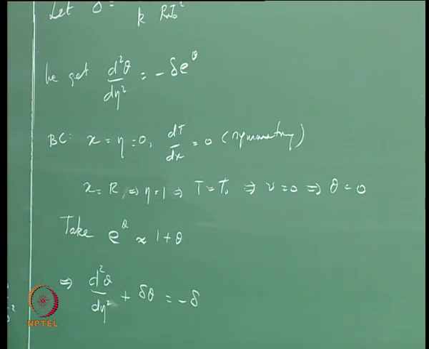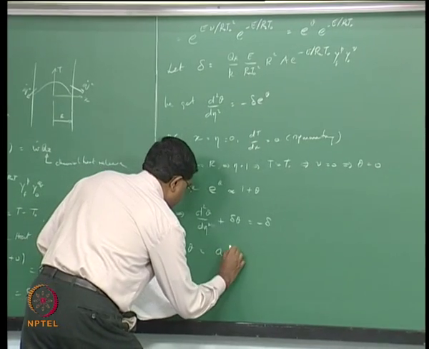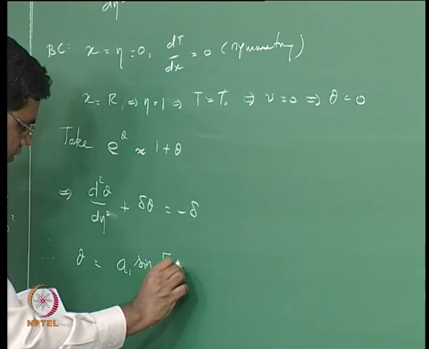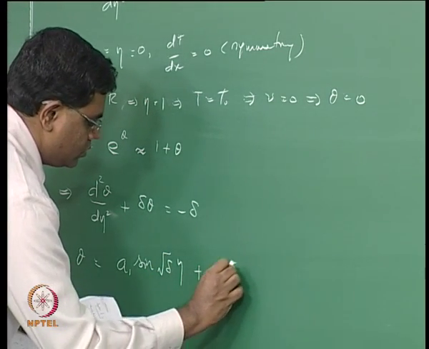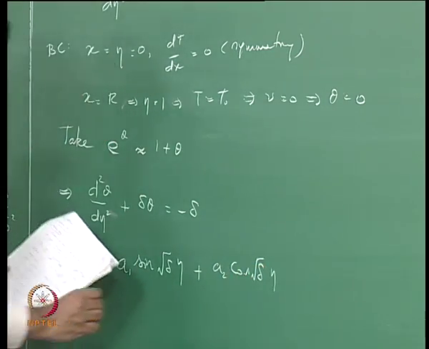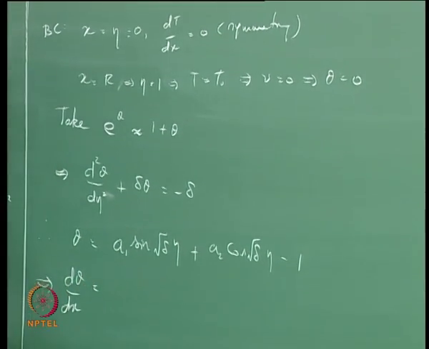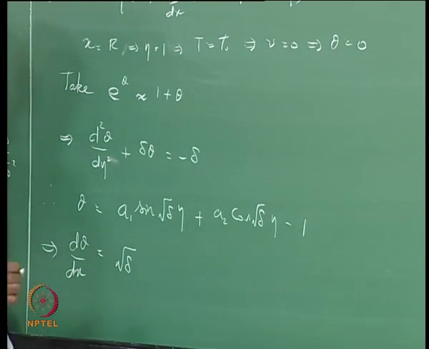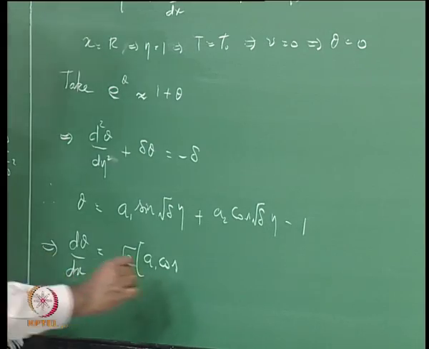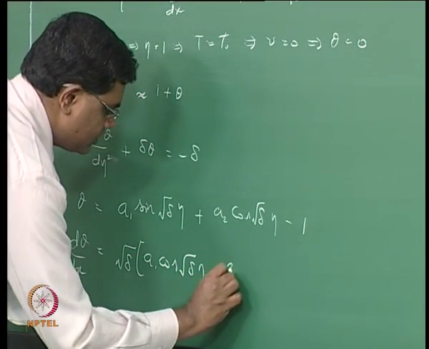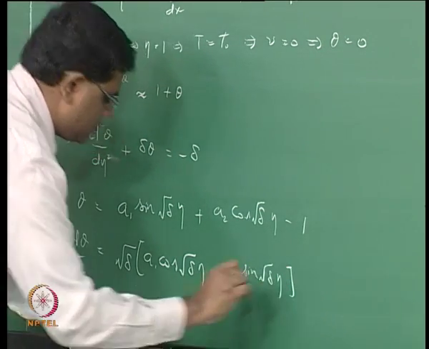And therefore theta equals, let's say, a1 sine square root of delta eta plus a2 cosine square root of delta eta minus 1. Right. So you have the complementary part and the particular integral there, and therefore you get d theta over dx from here as square root of delta times a1 cosine square root of delta eta minus a2 sine square root of delta eta.